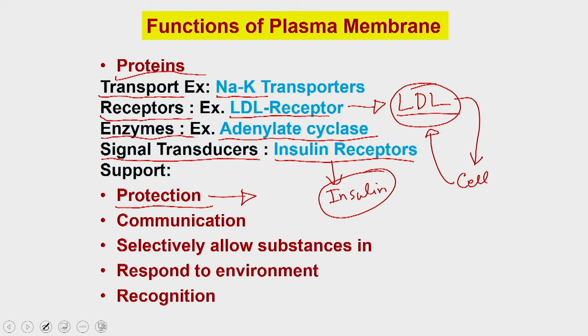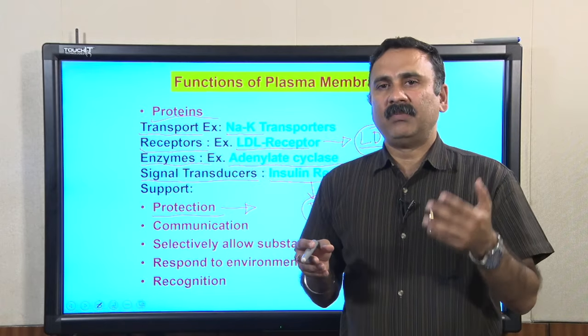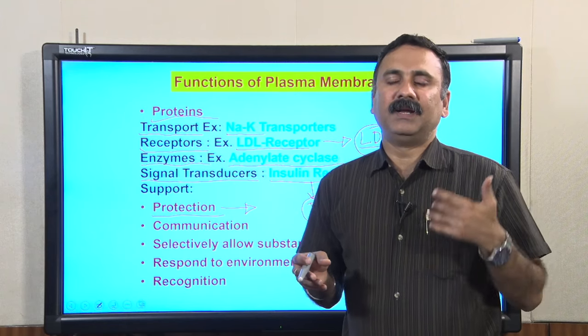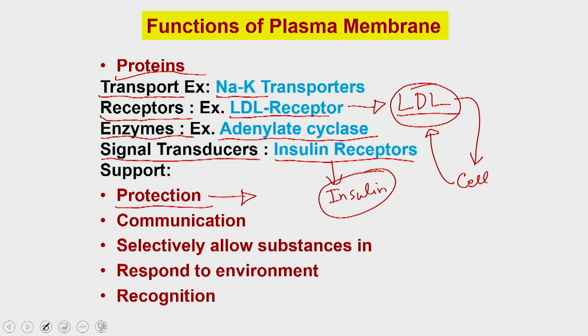You can imagine a situation where the cell is eating up food particles and expanding. In those cases, the plasma membrane will grow, and that's how it will not allow the cell to burst. Vice versa, when there is a loss of water, the plasma membrane will try to overcome these losses and protect the cell from these kinds of damages.